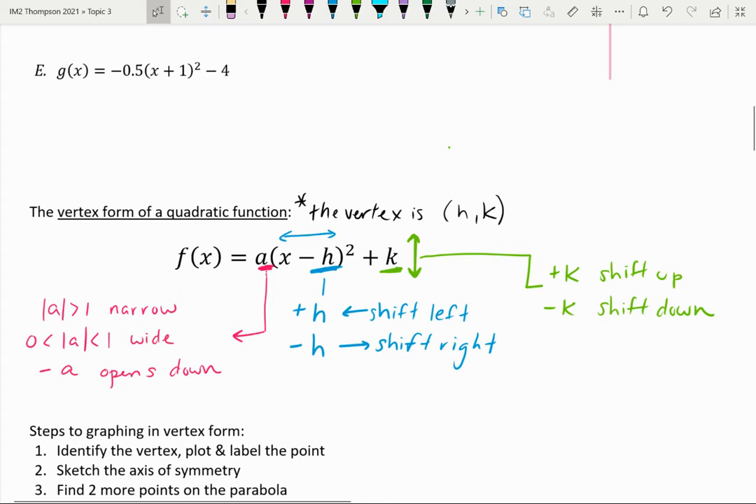A, just like we talked about in 3.1, if it's larger than 1, causes the graph to be narrow. If it's between 0 and 1, it causes the graph to be wide. And if it's negative, that means it just opens down.